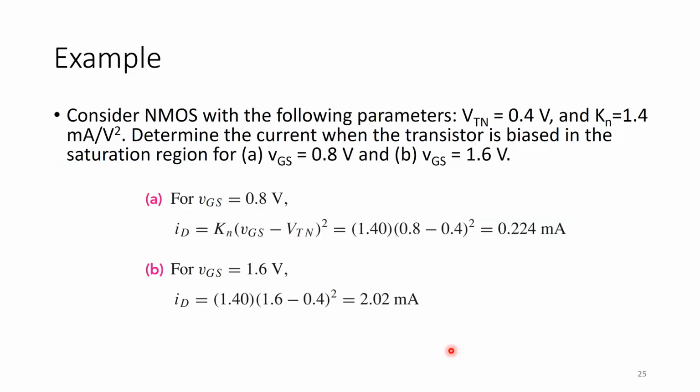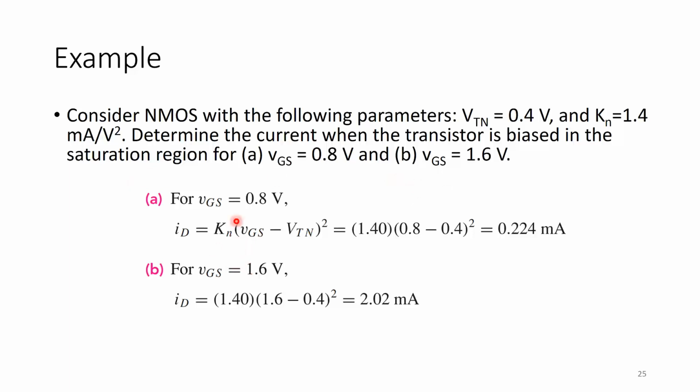So, example: consider an NMOS with the following parameters. VTN equals 0.4 volts and Kn equals 1.4 milliamp per volt squared. Determine the current when the transistor is biased in the saturation region for VGS equals 0.8 and VGS equals 1.6. It says that it's in the saturation region, so we don't actually need VDS here because we are assuming an ideal device.